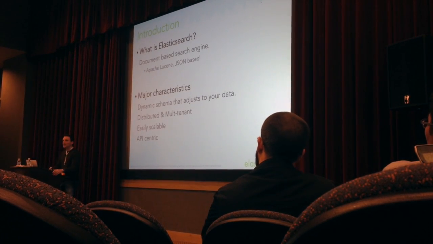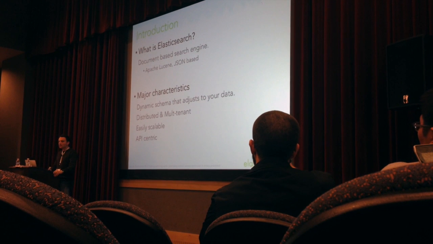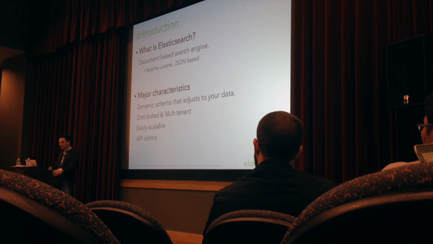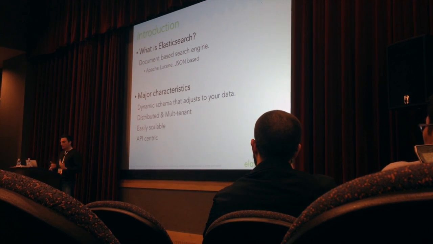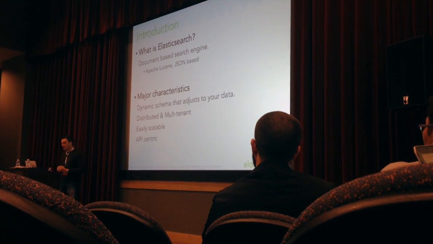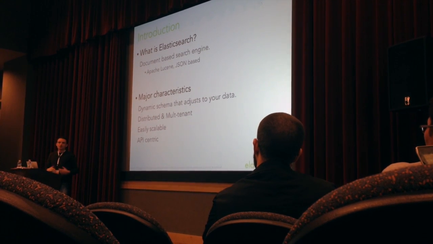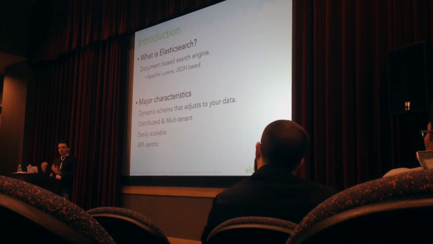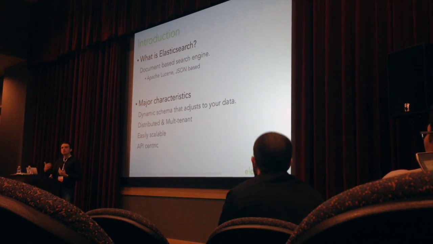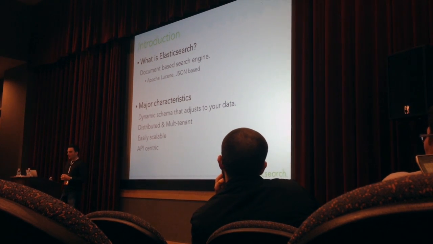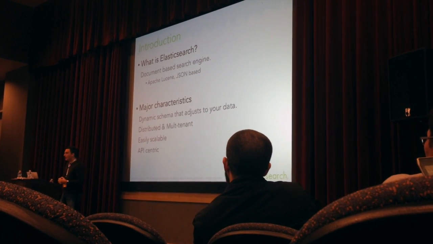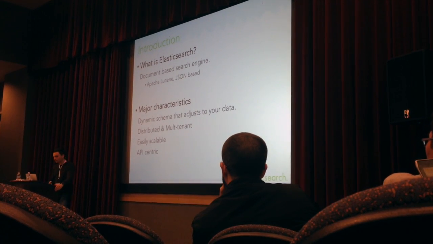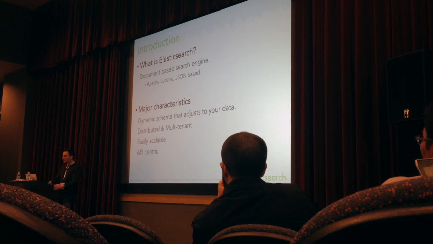So what is ElasticSearch? ElasticSearch is a document-based search engine. It's built on top of Apache Lucene, and it is JSON-based. The major characteristic about ElasticSearch is that it's dynamic. We usually say it's schema-free, but there is a schema. That's why I said the schema is dynamic. It grows with your data. It is distributed and multi-tenant, easily scalable, and everything is API-centric as much as possible. So that's basically what it is.